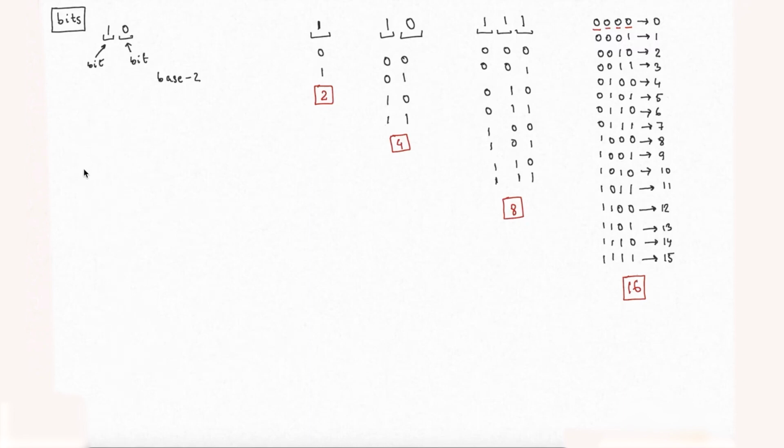So let's do the same thing for base 2. Let's take any number in binary. So let's say we take 0, 1, 1, 1. Since this is base 2, we won't be having powers of 10.